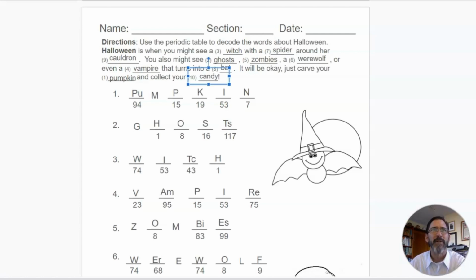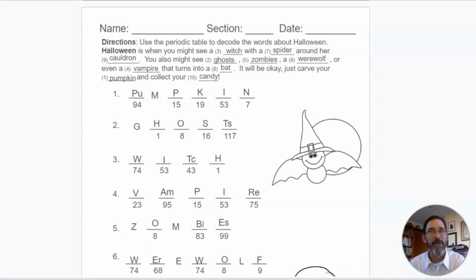This should finish your paragraph. Halloween is when you might see a witch with a spider around her cauldron. You also might see ghosts, zombies, a werewolf, or even a vampire that turns into a bat. It will be okay. Just carve your pumpkin and collect your candy.